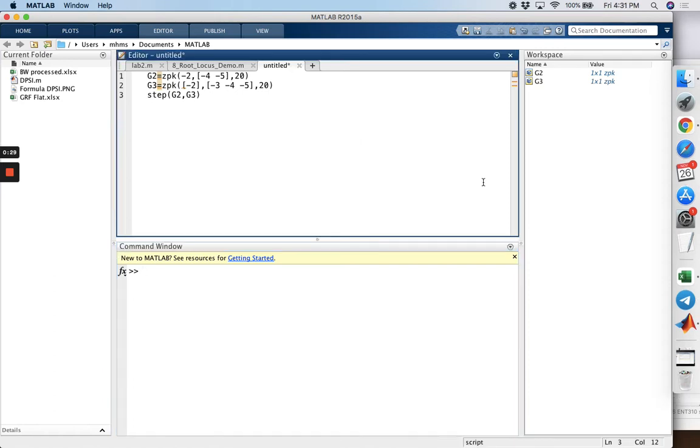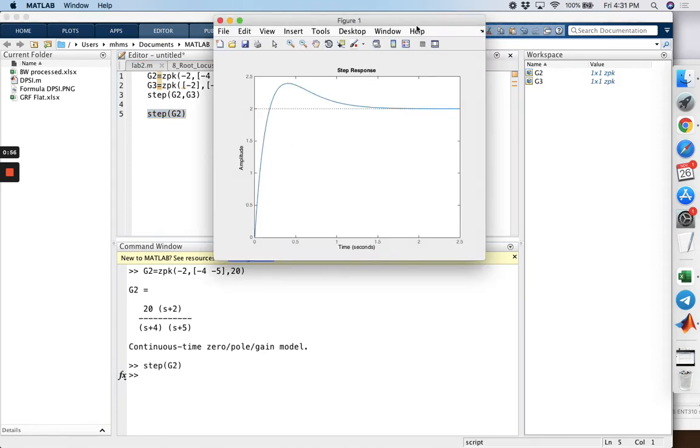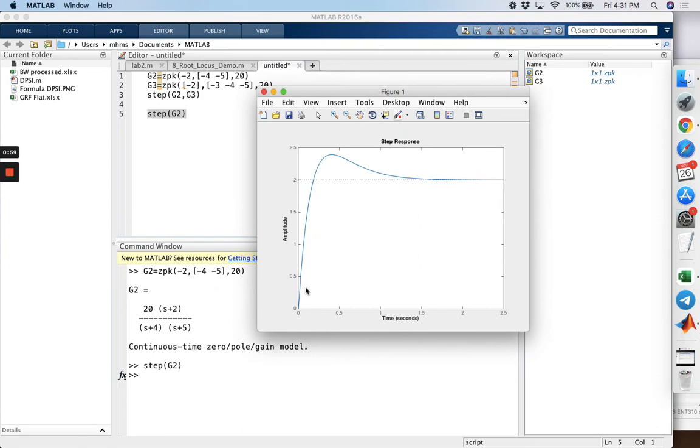All right. So for example here, if you have a G2, this is a second order system, so you have 20 (S plus 2) over (S plus 4)(S plus 5). Let's say this is a closed loop system, and I want to plot the step response. So the step response here is something like this. You have the overshoot, and then the final value is 2. The amplitude is 2.